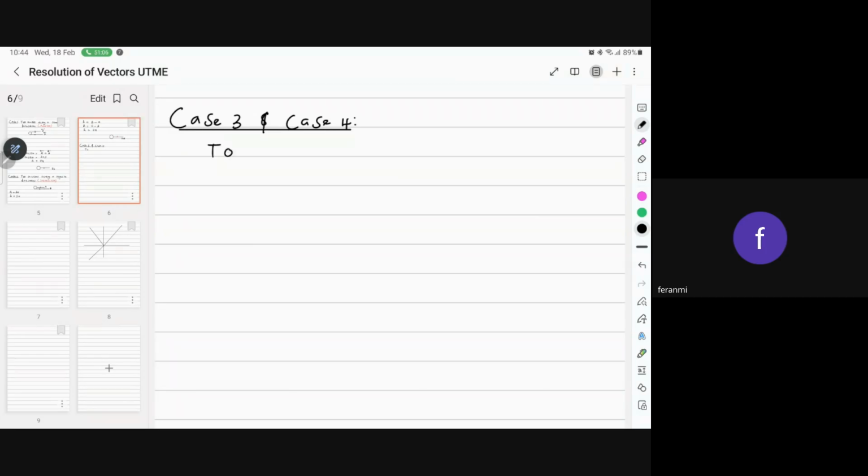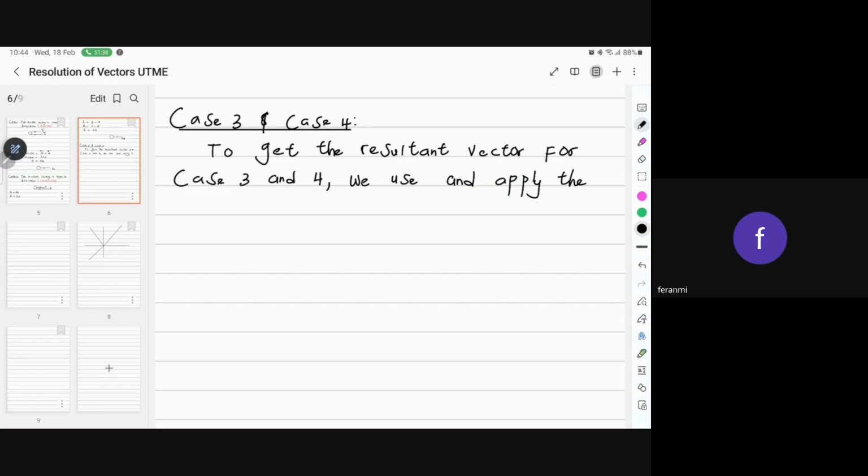All right. To get the resultant vector in case 3 and case 4, we use and apply the parallelogram law, the cosine rule, and the sine rule.